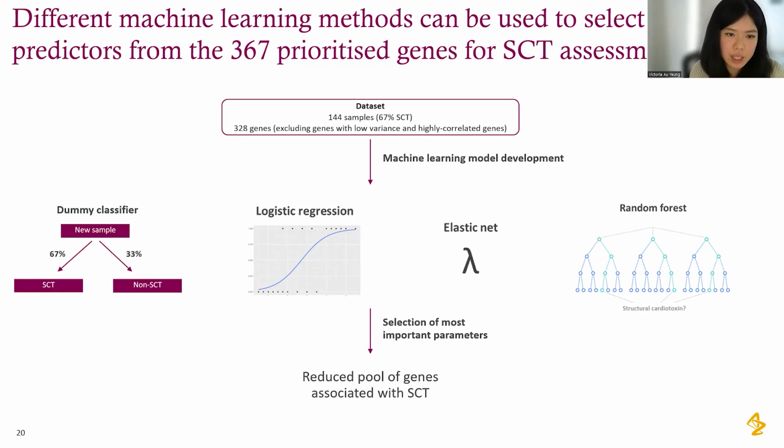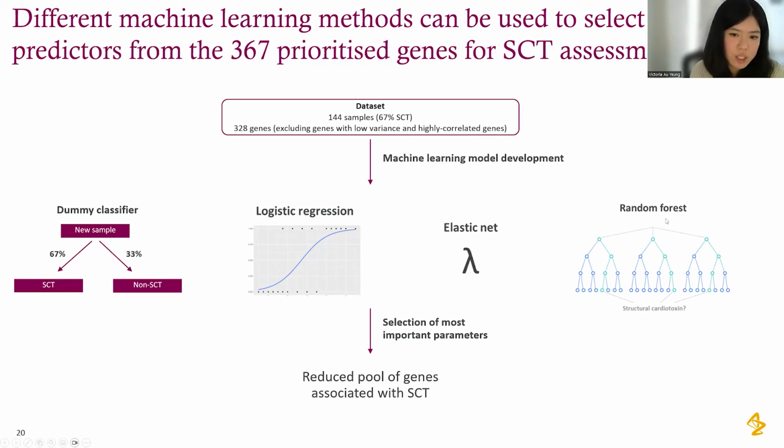Then we built a range of machine learning models. So again, we were thinking about linear and nonlinear effects. And because we have a small data set, once again, we used relatively simple machine learning methods. So here we use logistic regression, elastic net, and random forest.